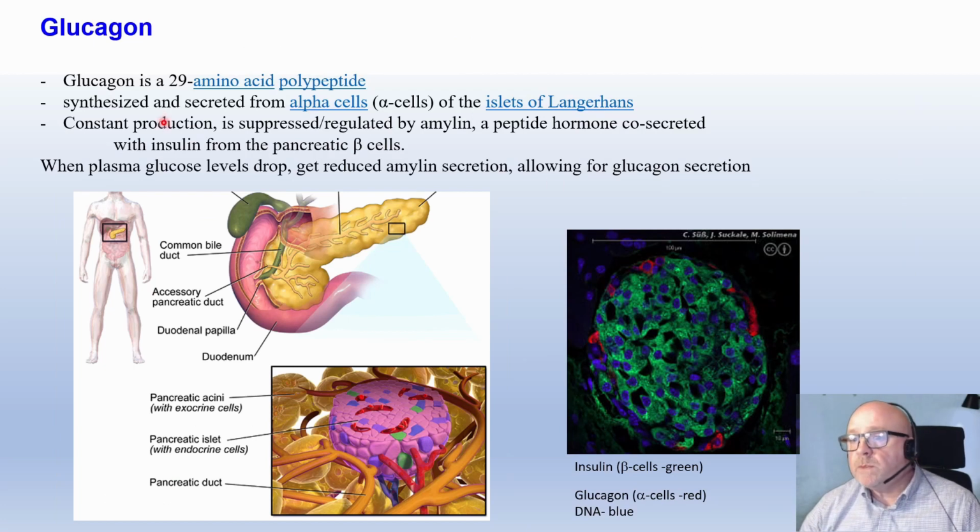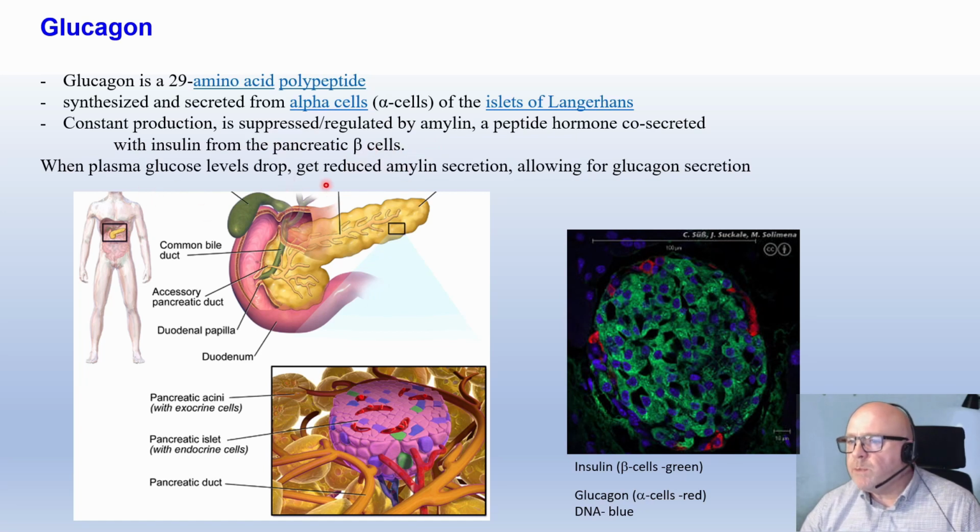Glucagon is also a peptide hormone, a small 29 amino acid polypeptide, synthesized and secreted from the alpha cells in the islets of Langerhans. It has a constant production, but it's suppressed or regulated by amylin, a peptide hormone co-secreted with insulin from the pancreatic beta cells.